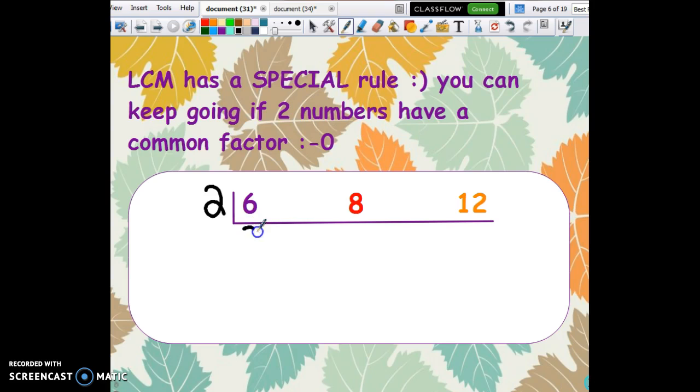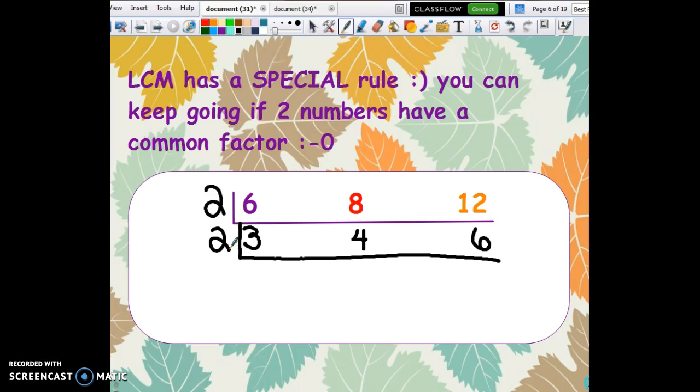6 divided by 2, I get 3. 8 divided by 2, I get 4. And 12 divided by 2, I get 6. Well, now I'm looking at this, and I have two sets. All three don't have a common factor, but 3 and 6 have a common factor of 3, and 4 and 6 have a common factor of 2. I like to deal with even numbers first, so I'm going to take the 2 out.